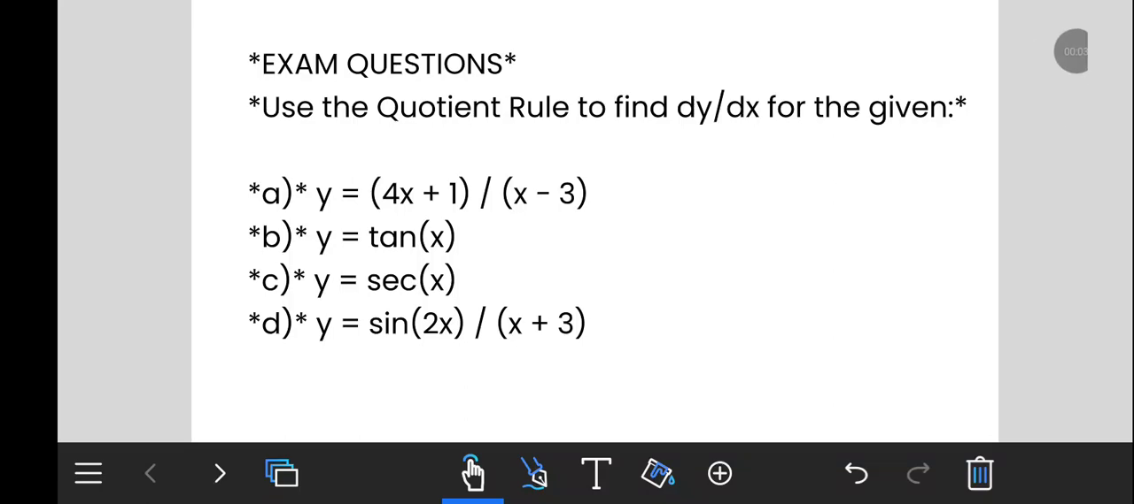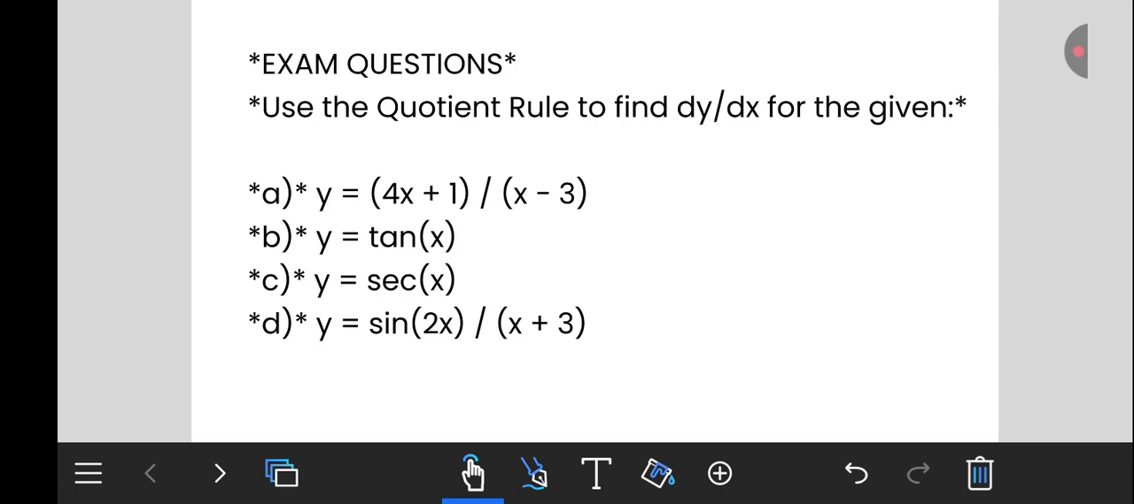Welcome to this session where we are going to do calculus, and the topic we are going to concentrate on is differentiation by quotient rule. These are some of the exam questions which have been asked for the past years.